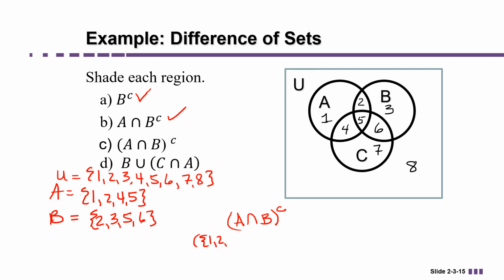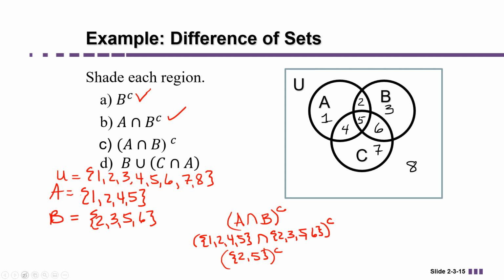So that's 1, 2, 4, 5 intersect 2, 3, 5, 6. And then after we do that, we're going to find the complement. The intersection or overlap of these two sets contains just 2 and 5. Those are the only two elements in common. And we need to find the complement of that.